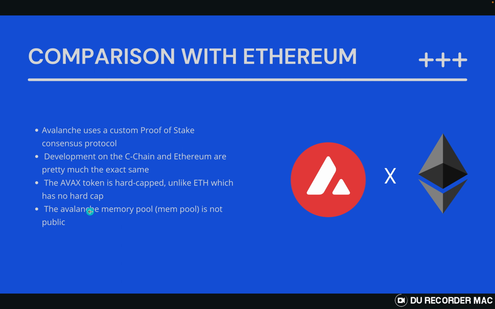And the Avalanche memory pool is not public. If you are familiar with Ethereum, you know Ethereum has something called the mempool. That is the memory pool. That is where your transaction is kept until it is mined in a block. So the Avalanche memory pool is not public, unlike Ethereum. That of Ethereum is public. And just a quick aside, the mempool is one of the reasons why we have MEV, and that is maximal extractable value, and other stuff. It's not necessary, but I just wanted to mention that.